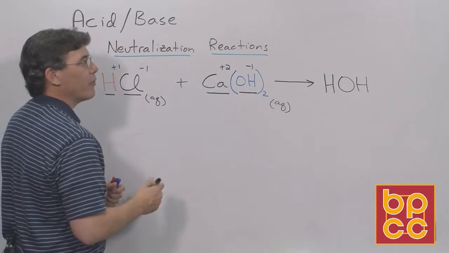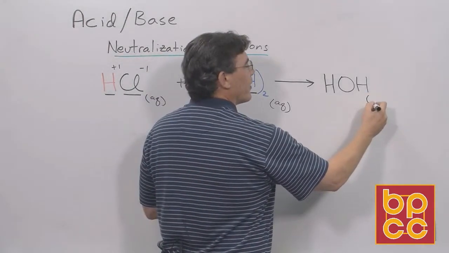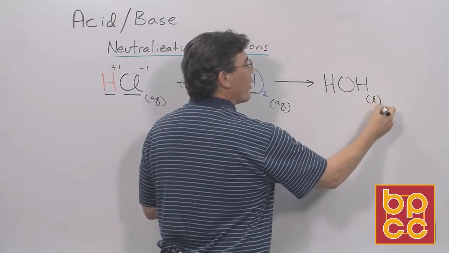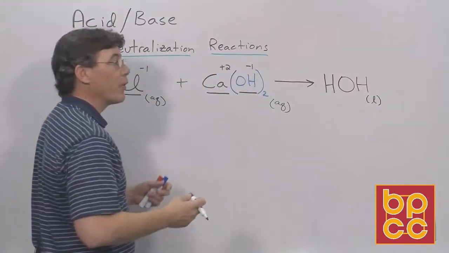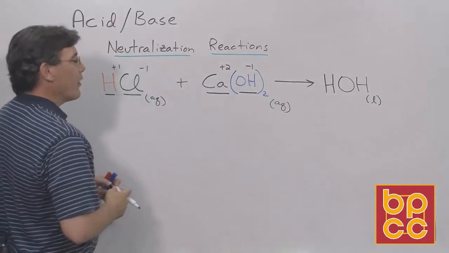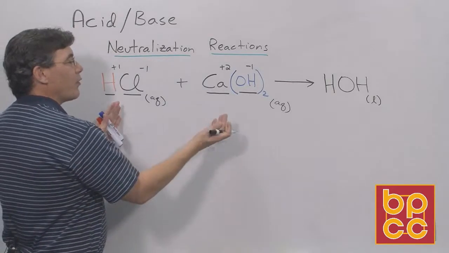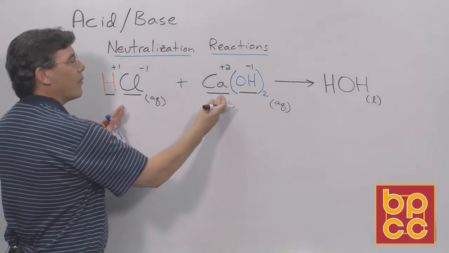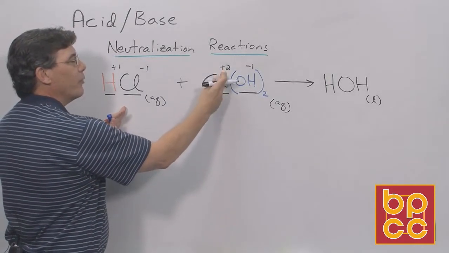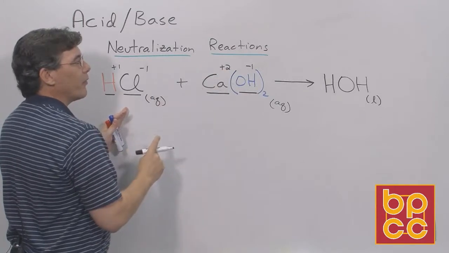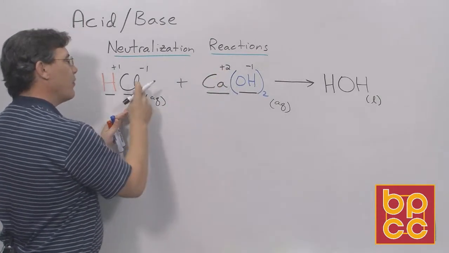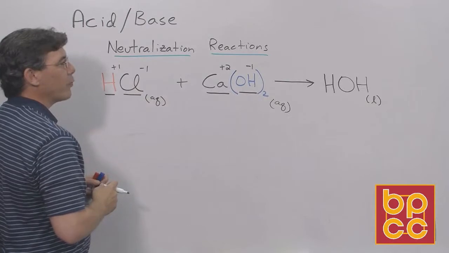What's the other product going to be? Let's put just a little L here. Since water isn't really dissolved in itself, we can just call it a liquid. It's one of the true liquids. The other product is going to be the other two partners coming together to dance. So that would be calcium with its +2 charge. Remember, positive always comes first. Calcium with its +2 charge, and the chloride with its -1 charge.